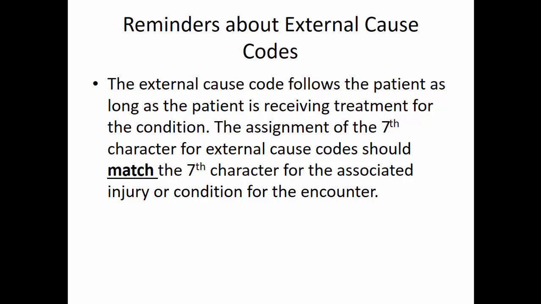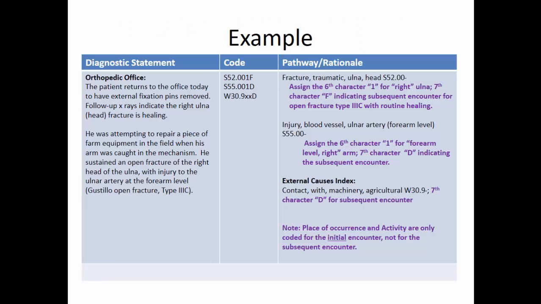The external cause code follows the patient as long as the patient is receiving treatment for the condition. The assignment of the seventh character for external cause codes should match the seventh character for the associated injury or condition. And here's an example where we see this. An orthopedic office follow-up, patients returning to have external fixation pins removed. X-rays indicate the ulna's healing. And we see the first code, the seventh character F, is a subsequent encounter. The next code, S55, the injury to the blood vessel, also a subsequent encounter.